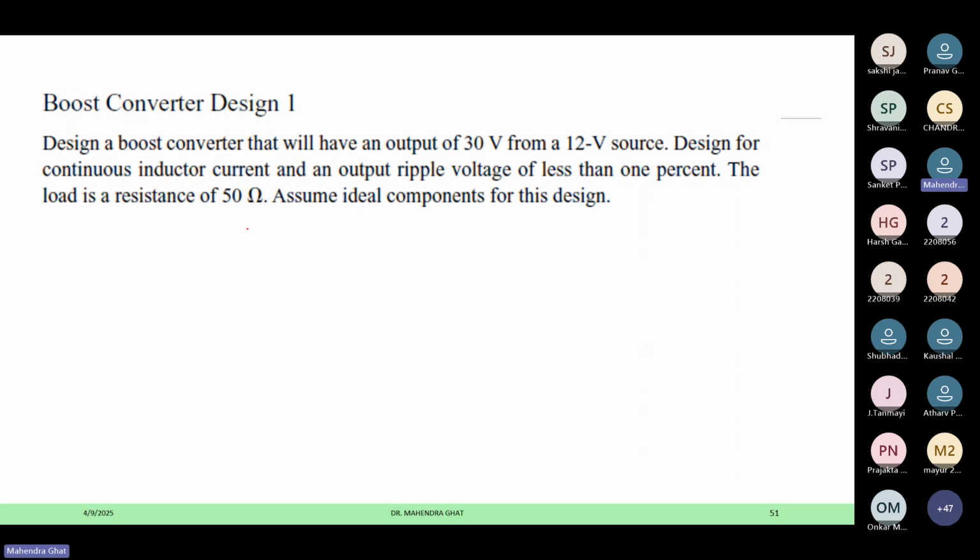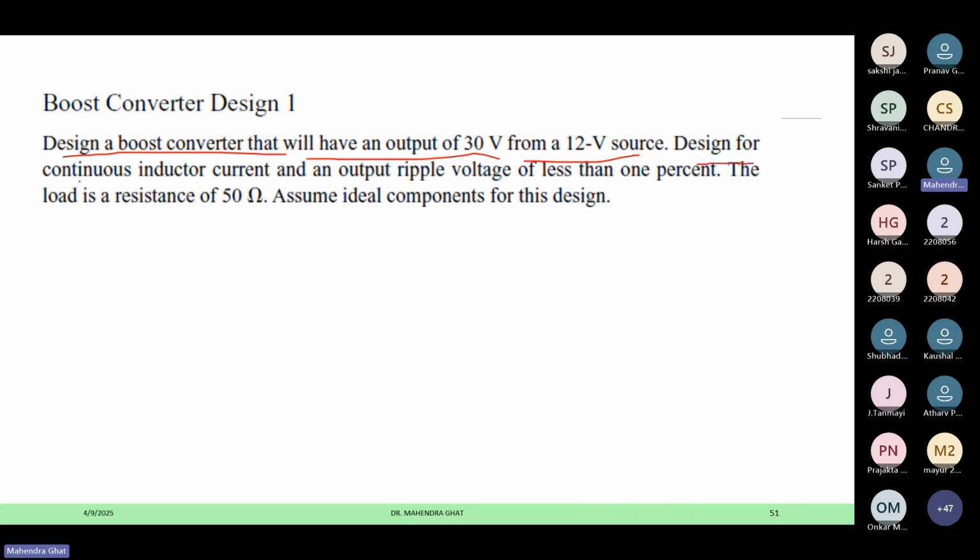Okay, so just to get the idea of how the non-ideality affects our converter, I have explained it, but we will still assume the ideal consideration and work through one design. So write down this design: Design a boost converter that will have the output voltage of 30 volt from the 12 volt source. So the source is lower than the output. That is the requirement.